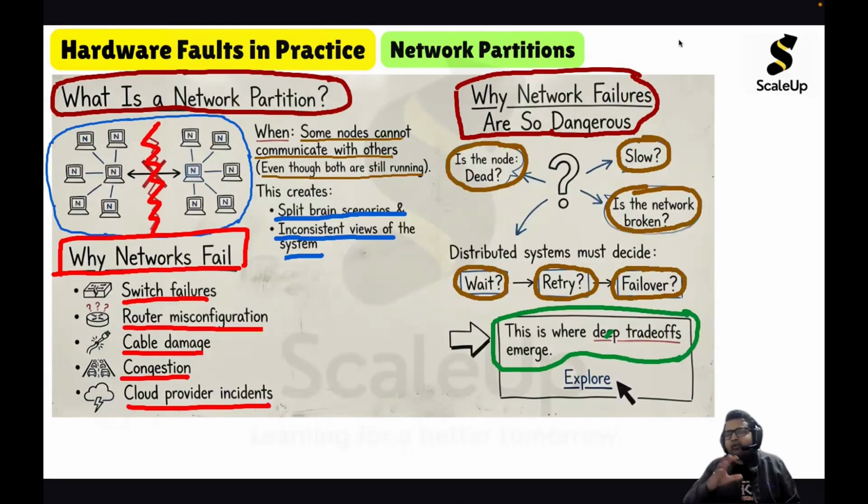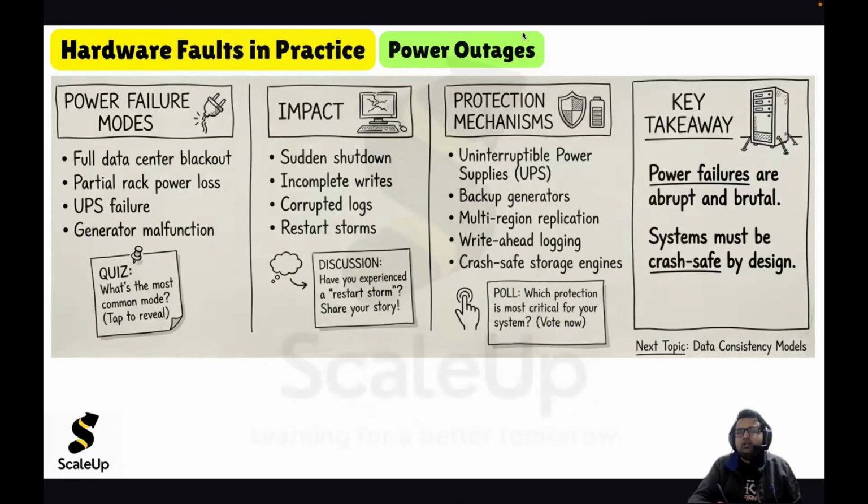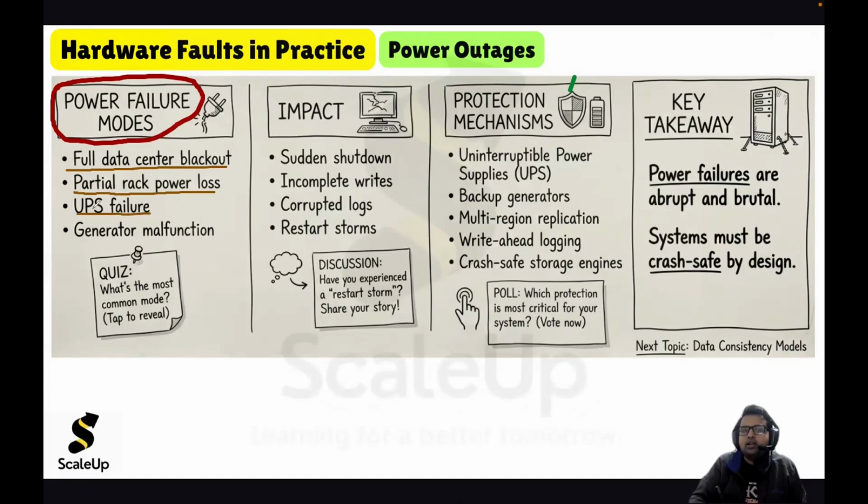We are discussing hardware faults in practice and different kinds of scenarios that we might see: disk failure, memory corruption, network partitions, power outages. Power outage is also a kind of hardware fault. For power failure, it's very clear what the different modes are. We can have a full data center blackout, partial rack power loss, UPS, that is uninterruptible power supply, failure, and generator malfunction. These are the different power failure modes.